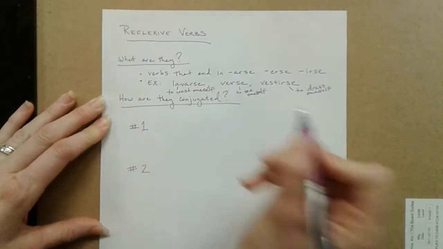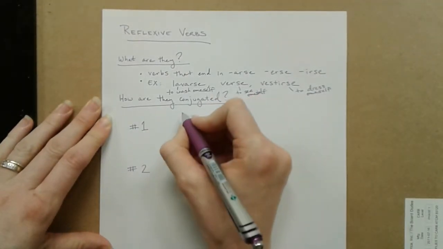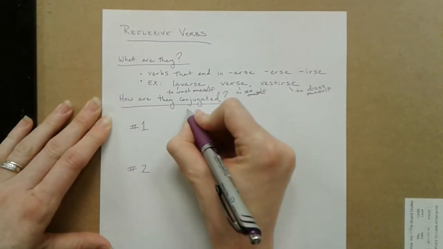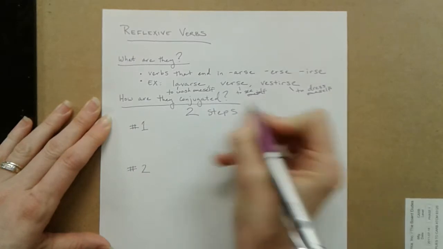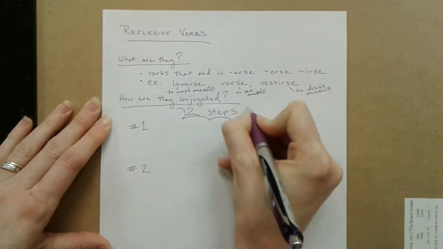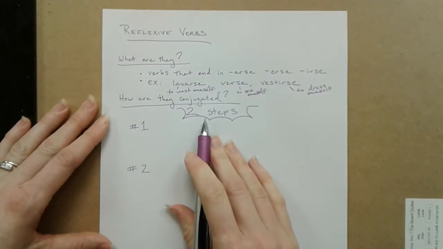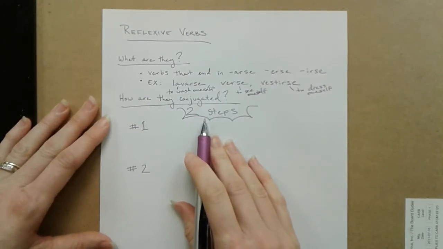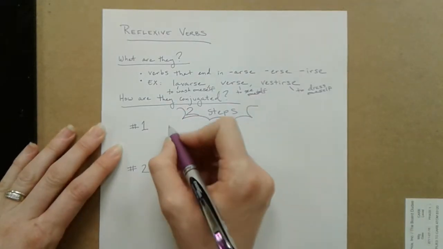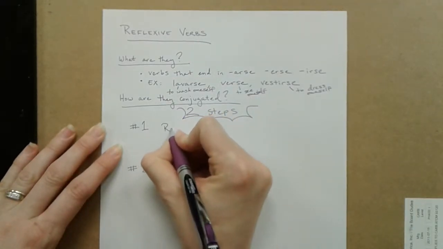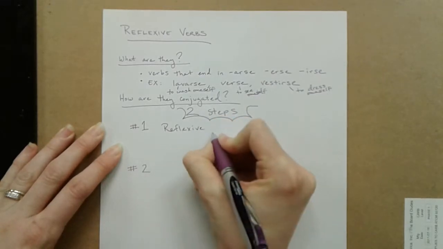We covered that. How are they conjugated? So, reflexive verbs, they're kind of a pain in the arse, if you remember. There's 2 steps for conjugating, which is different than a regular verb. You would just have 1 step, so that could explain why they're such a pain. First step, you have to look at reflexive pronouns.